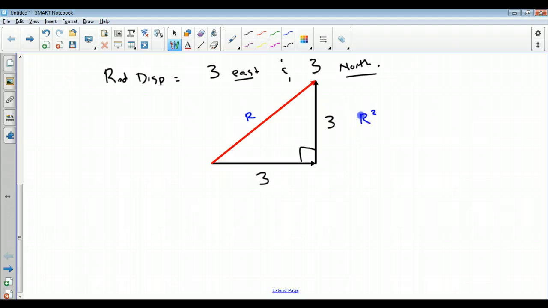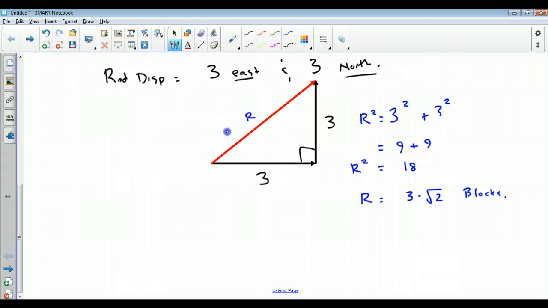r squared is equal to both of the sides squared and summed. So this is 3 squared plus 3 squared, which is 9 plus 9. So r squared is equal to 18. That means that r is equal to 3 times the square root of 2. And our unit for this one is blocks: 3 times the square root of 2 blocks.